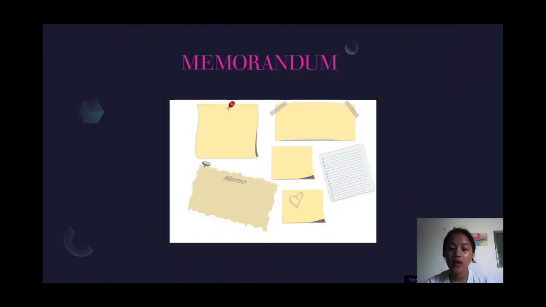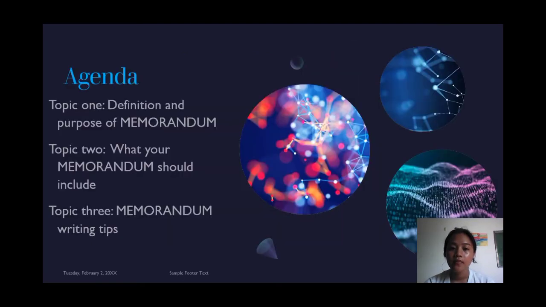Good day, everyone. Our topic is memorandum. The topic memorandum is divided into three topics. Topic 1 is definition and purpose of memorandum, which will be reported by Ms. Hugo Roslin. Topic 2, what your memorandum should include, will be reported by Ms. Sandra May Lastimoso. And last, memorandum writing tips will be reported by Miss Umaging Twinkle.